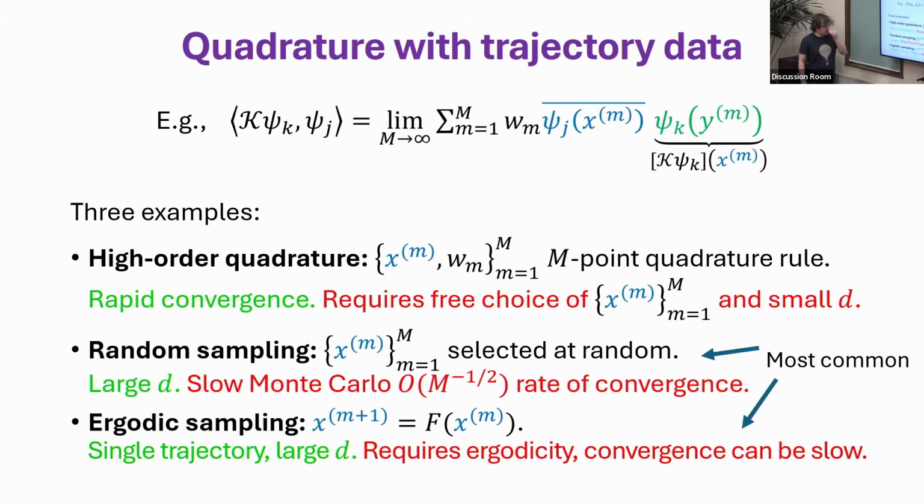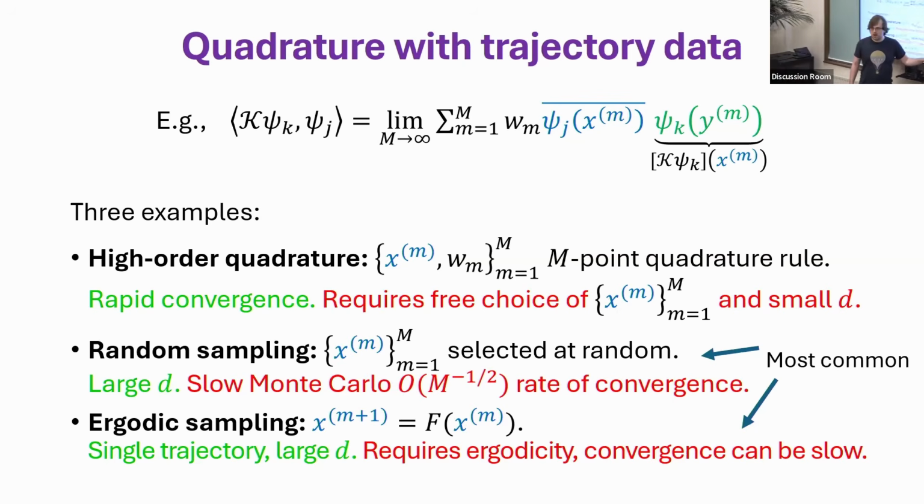The other one is random sampling. You should think of this as short trajectories, short bursts. So this is sort of Monte Carlo. This is pretty good for large dimensions. Typically, although not all the time, you have an inverse square root rate of convergence. The other one, which is probably the most common in Koopman applications, is where you have a single long trajectory and you assume some sort of ergodicity. There x and y are connected like this: x_{m+1} is f of x_m. This is also good for large dimensions.